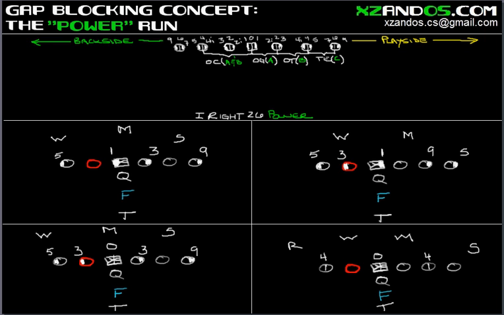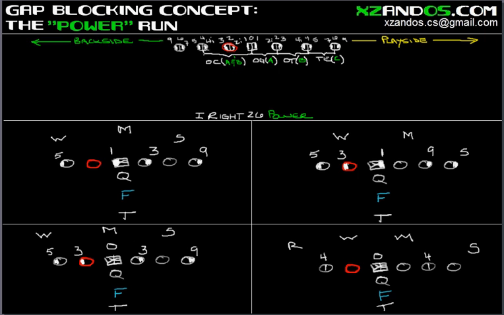He's responsible for the backside A and the backside B. From a 4 technique over to a 0 technique, that is the responsibility of the offensive center. Why? Because as you can see below in the lower diagrams, the backside offensive guard, this guy here, is the pull man. He is going to be pulling play side, so he cannot have a gap. We are going to make up for his gap with the offensive center, and that's why the center has 2 gaps. Let's keep moving forward.